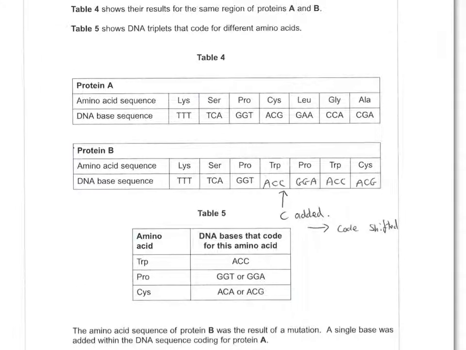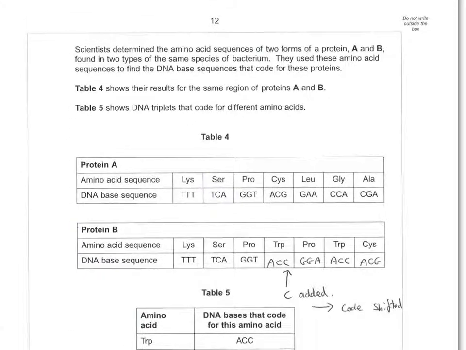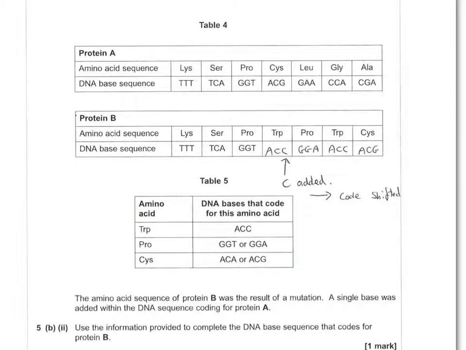This question was quite a tricky one as well. It says that this question was really pretty tricky. The key is a single base was added. Now, a lot of my students thought that meant you had another triplet. No, it's a single base, so one letter is added. So you can see straight away a different amino acid at this point has been coded for.